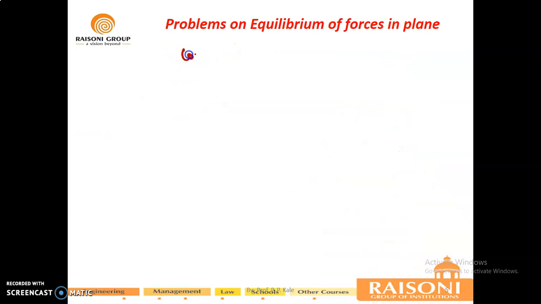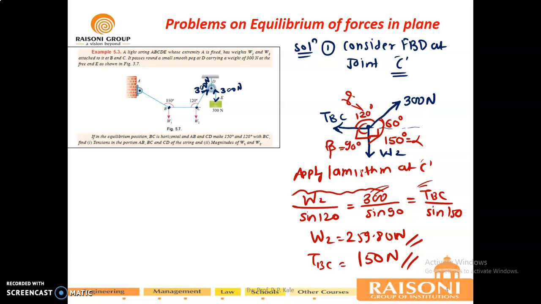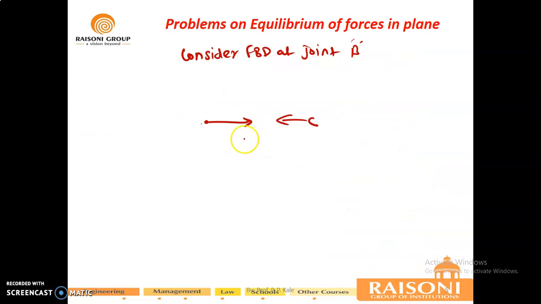So consider FBD at joint B. So at joint B, there will be this tensile force. From C, if it is acting like this, so from B it will always act like this. And what is this tension in BC portion? That is 150 Newton. So write it down, 150 Newton. Now you know this force. This will be W1 at B, and there will be one tensile force in the rope, that is unknown, TAB.